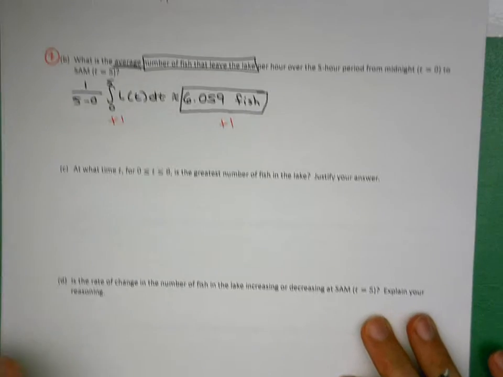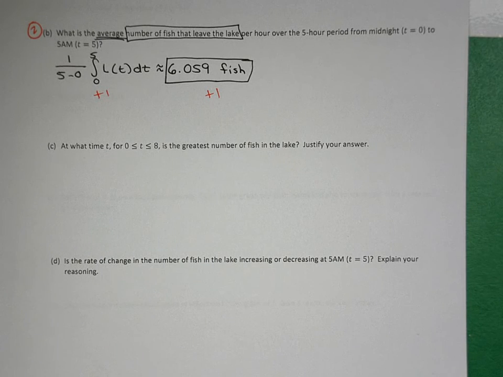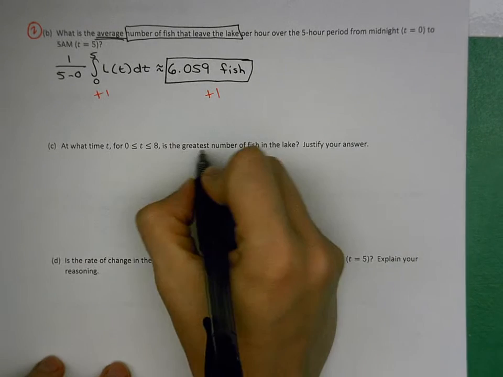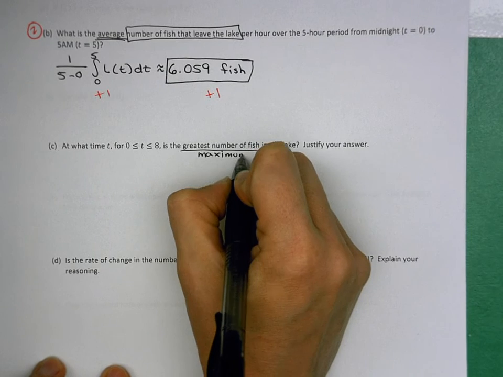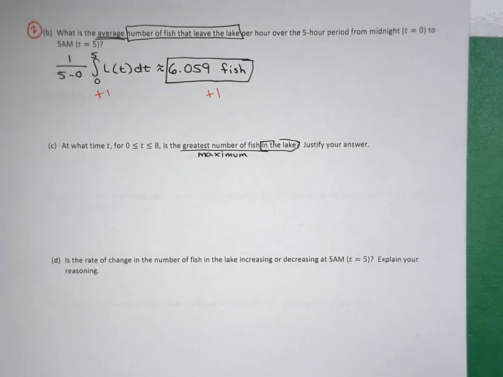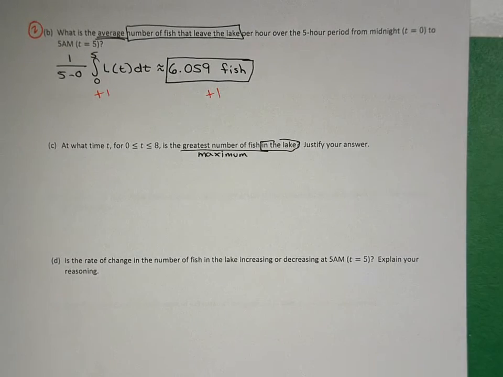Okay, part C says, at what time t for 0 to 8 is the greatest number of fish in the lake? So we're looking for a maximum here. Maximum in the lake. Justify your answer. So this is my last chance to say this for this particular year. If you want my strategy, which again, make your own, you do not have to abide by mine.